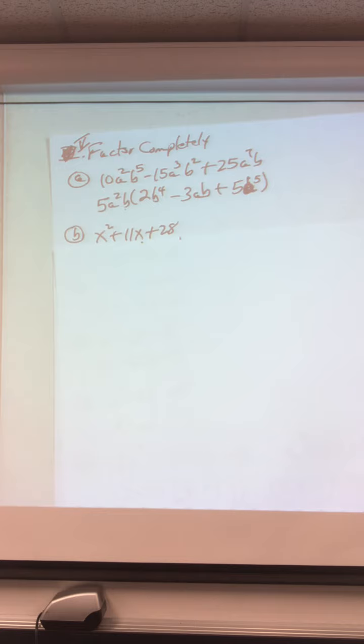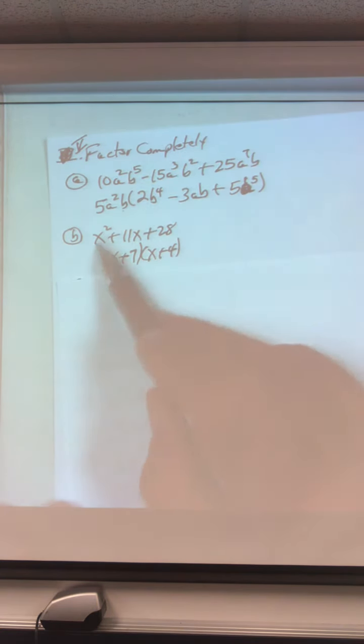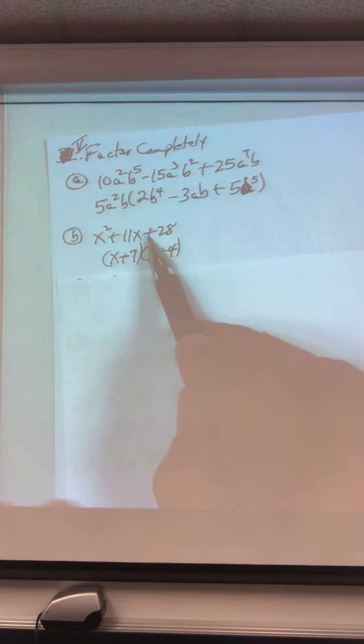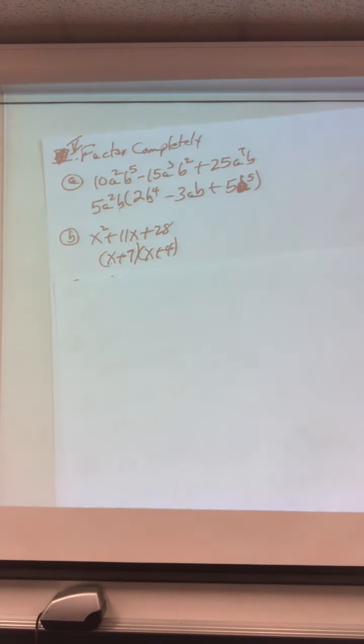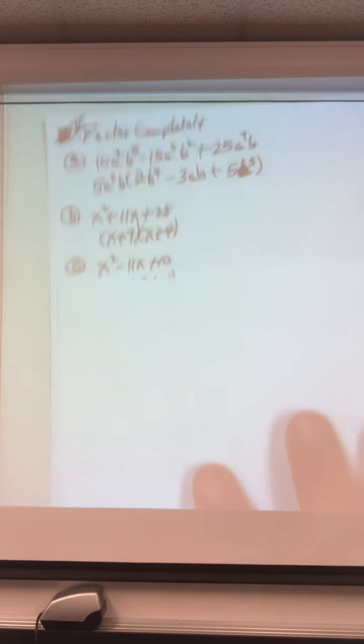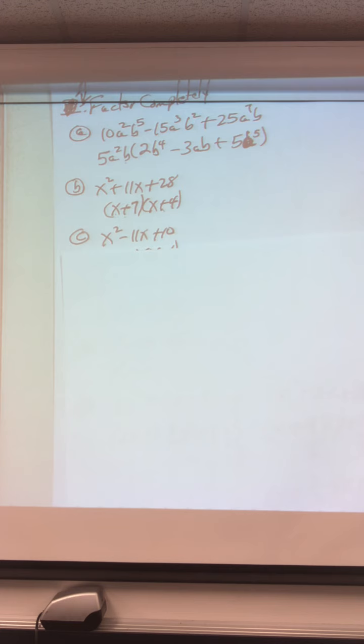Okay, let's look at another one. Trinomial. No GCF. This is the easy case. X squared, X and X. Signs are the same, both plus. 2 numbers, if you multiply, you get 28. Add 11. Multiply 28, add 11 is 7 and 4. 7 times 4 is 28. 7 plus 4 is 11. Trinomial, there's no GCF. Easy case because of the 1.